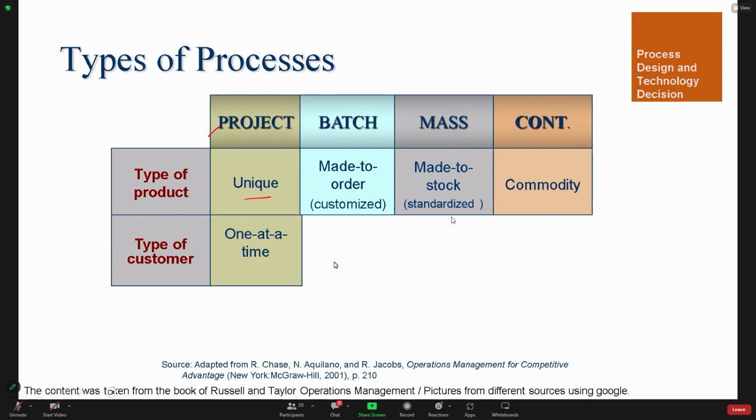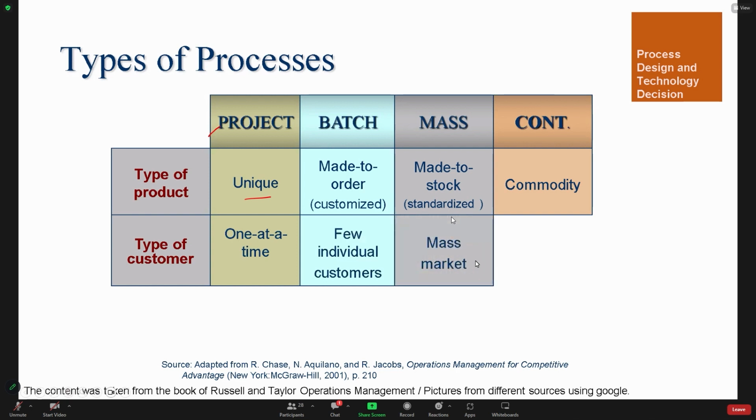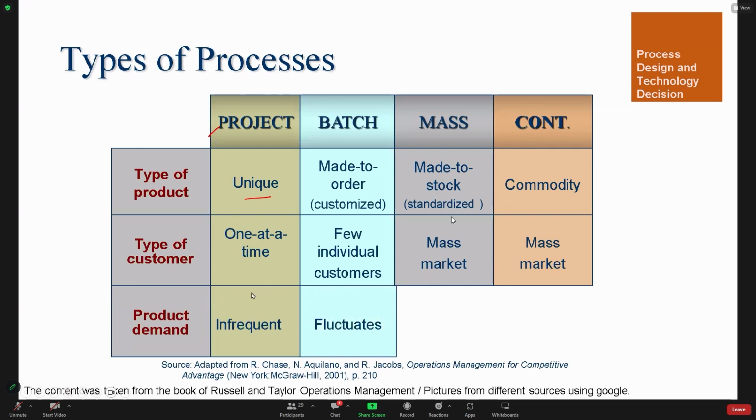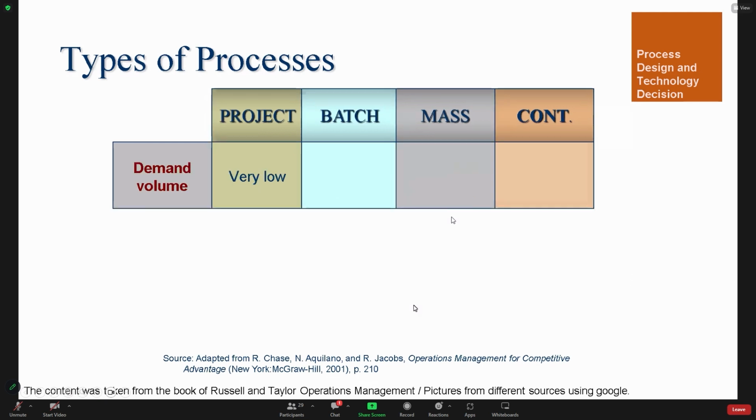Okay. For the type of customers, we have one at a time for project. For batch, few individual customers. For mass market, we have mass market. And for the continuous process, we have mass market as well. For the product demand, infrequent pagdating sa project kasi merong time na walang project. Batch fluctuates. Enrollment natin last year 200, ngayon 150. Fluctuates. Mass market stable ang product demand. Continuous very stable to kasi necessity ito sa household.